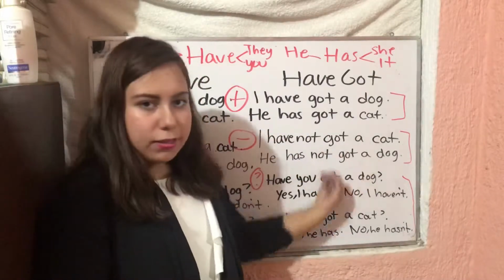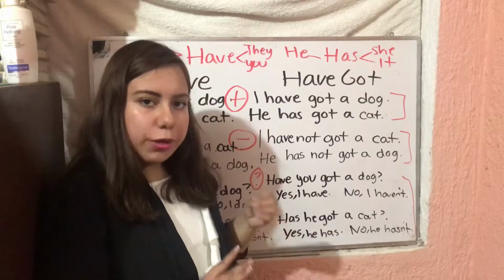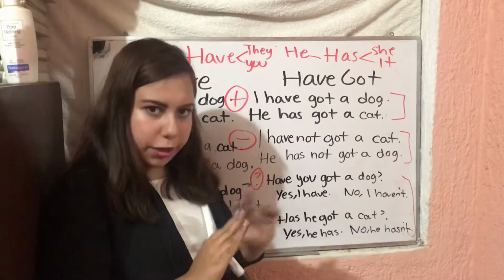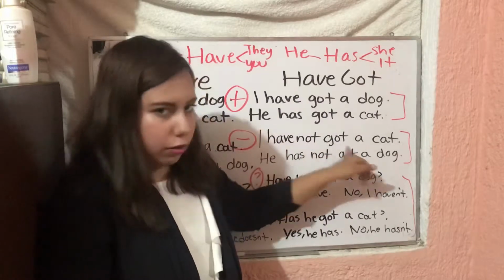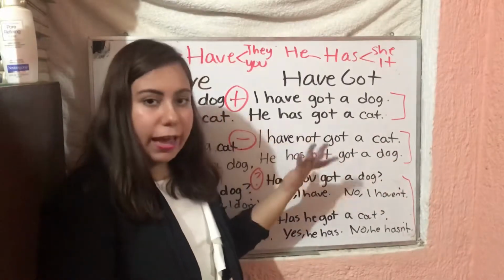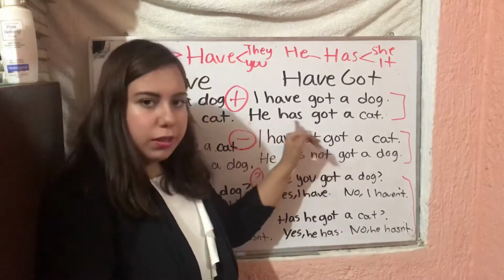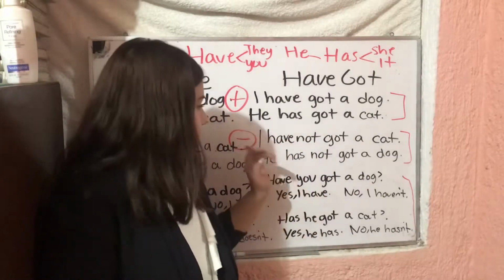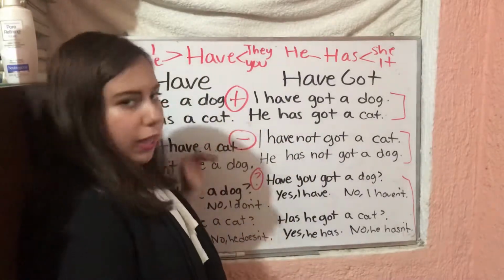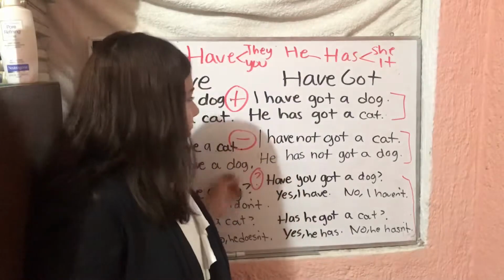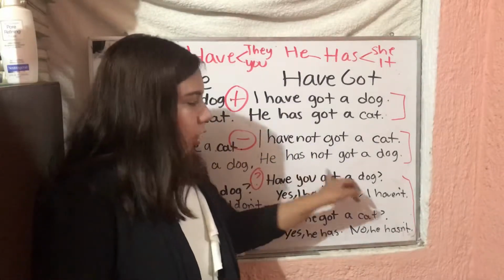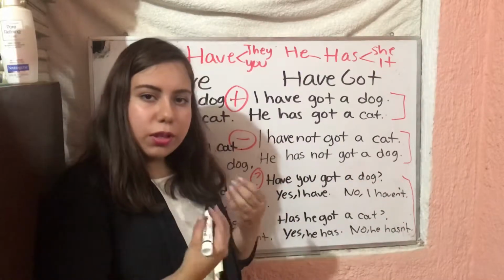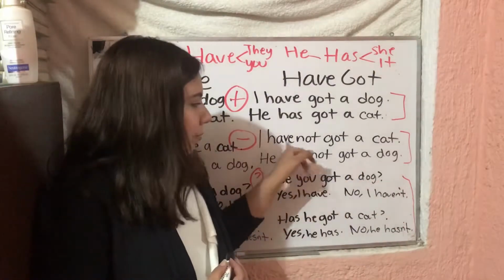In this side, we're not going to use auxiliary do or does. So here, no auxiliary do or does. So we have, for example, I have not got a dog. Sorry, I have not got a cat. We're going to put the negative after have. Over here, I don't have a cat, auxiliary, like we would in simple present. Here, I have not got a cat. He has not got a dog. So we're going to put the word not between have and got.